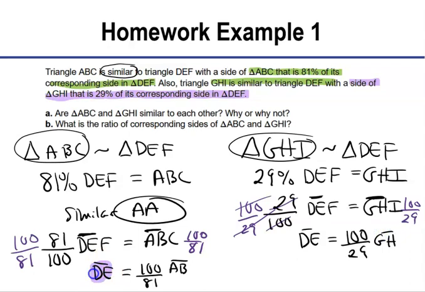Now, why did I do that? Because look, these are the same. So if DE equals 100 over 81 AB and DE equals 100 over 29 GH, can't I just set those equal to each other? So 100 over 81 AB is equal to 100 over 29 GH.